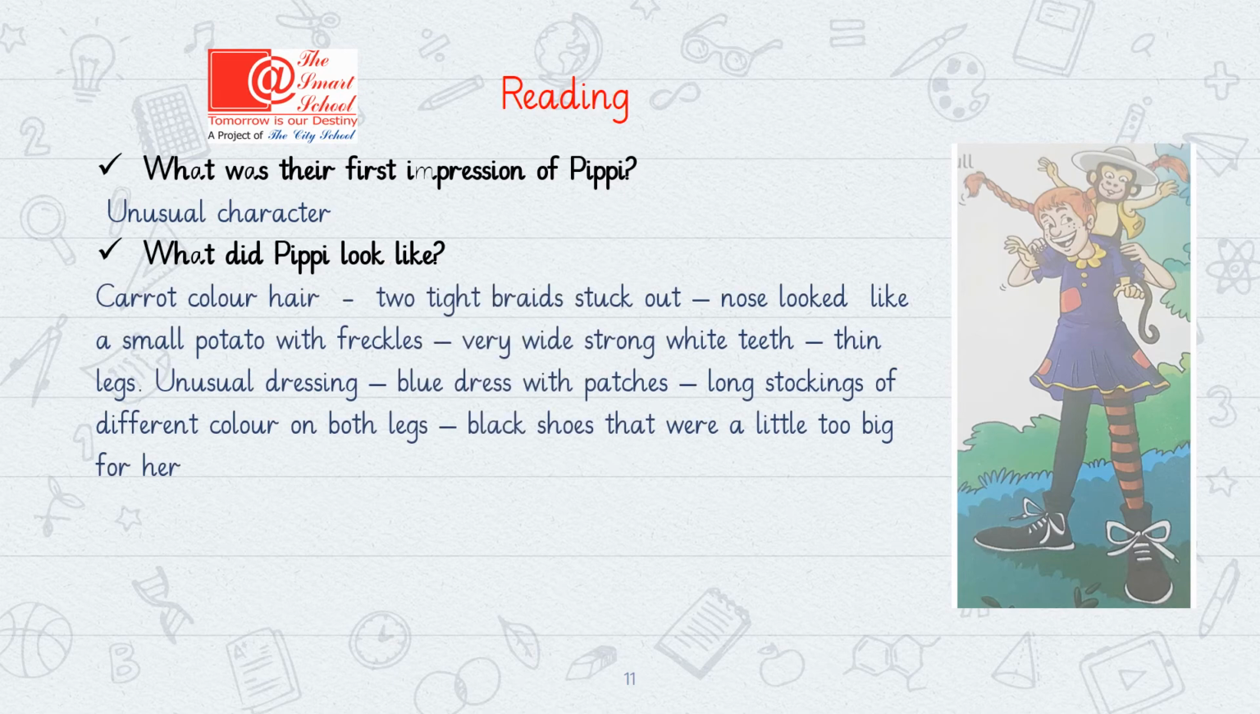Yes, she had carrot color hair and they were tied up in tight braids and they were sticking out of her ears. And her nose looked like it was a small potato and it had freckles all over it. She had very wide, strong white teeth and she had very thin legs. And even more than that, she dressed in such a weird way. She was wearing a blue dress with patches and she sewed that dress herself. She was wearing long stockings of different color on both legs.